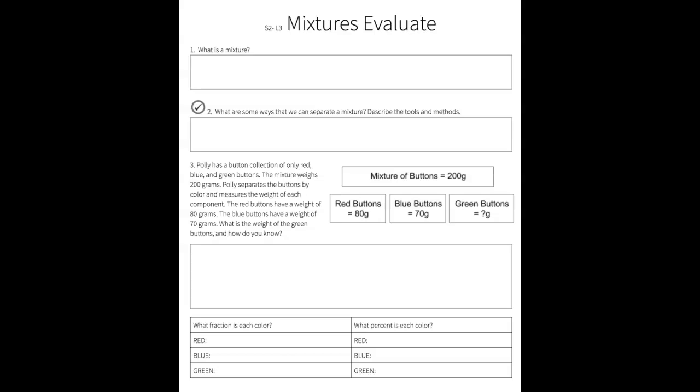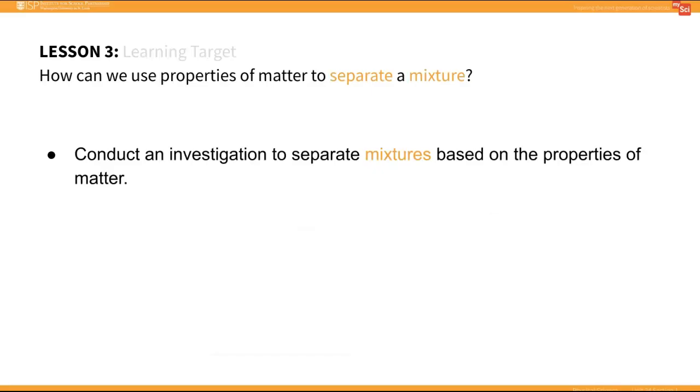In the Evaluate portion of this lesson, students will complete the formative assessment Mixtures Evaluate found in their student journal. Students will show their understanding of what a mixture is, how we can separate mixtures, and how the mass of an entire mixture is affected when you separate the different components. By the end of this lesson, students will have conducted an investigation to separate mixtures based on their properties of matter. Students will discuss mixtures throughout this section and continue the conversation as they work on their design challenge.